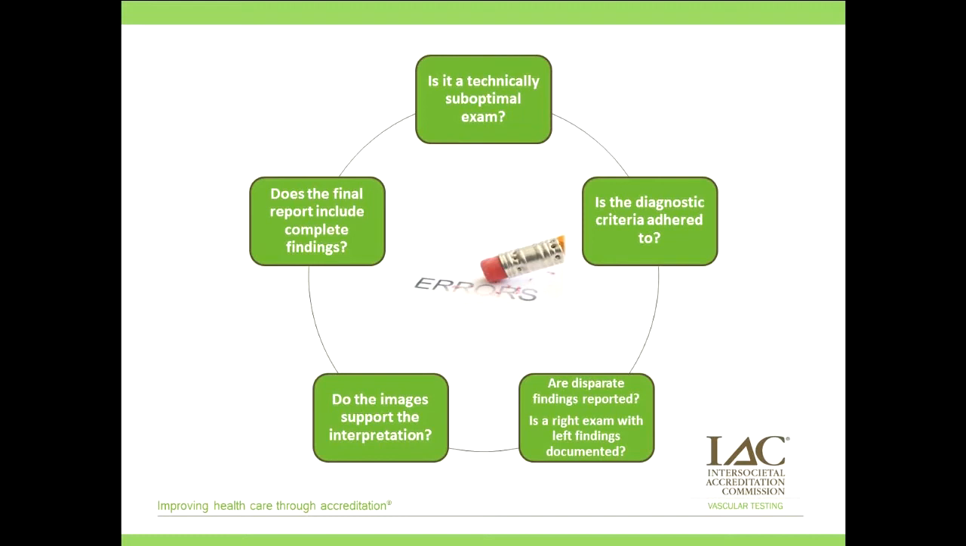Is the interpretation off or not accurate because the exam is technically suboptimal? Or is the interpretation inaccurate because we did not adhere to our diagnostic criteria? Are there disparate findings in the final report? For instance, is this a right lower extremity exam and all of the findings say left, or the impression says left? Do the images support the interpretation?